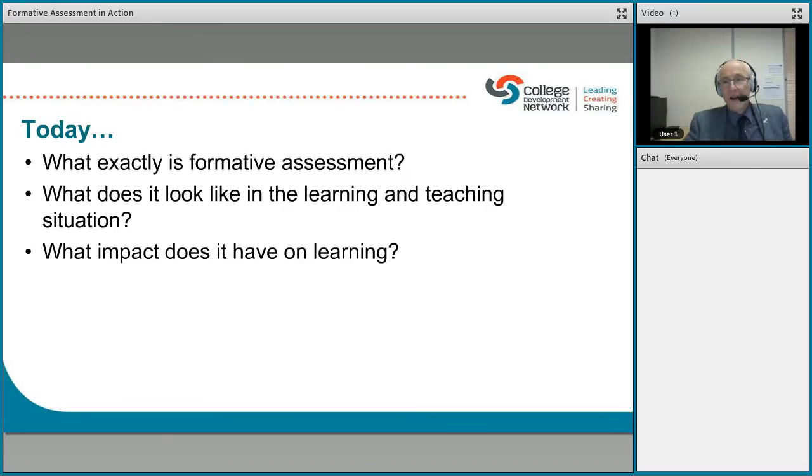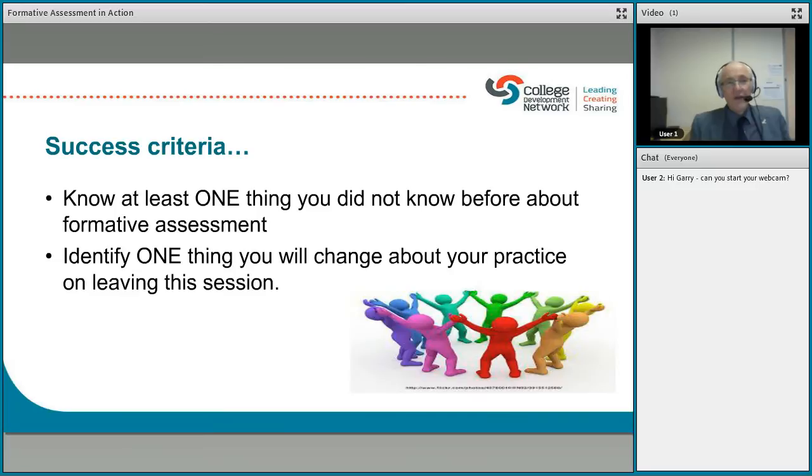Now, one part of formative assessment in action is not only do we share the learning, and that's what I've put in this slide for today, we also like to share the success criteria with groups of students that we are working with. So here's Gary's success criteria for today. I'm hoping that by the end of this session, you'll know at least one thing you didn't know before about formative assessment. And the second thing is identify one thing you will change about your practice on leaving this session.